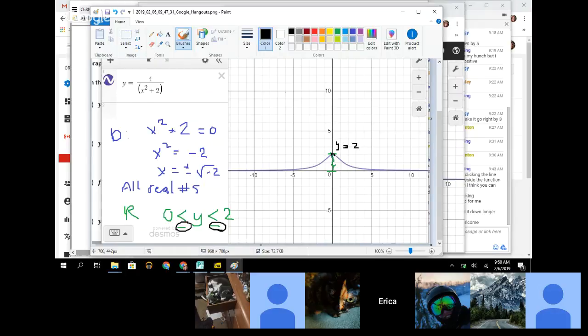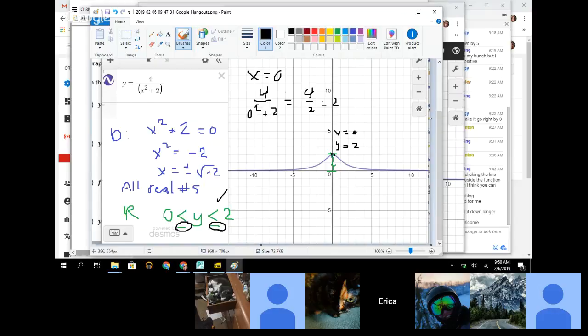Okay, so as you can see, this is when x equals 0. What happens to my equation? Well, when x equals 0, I get 4 divided by 0 squared plus 2, which is the same as 4 divided by 2. It's 2. So that confirms to me that this is true, that y has to be less than or equal to 2. So I'm good with that, right? Then I have to look on the other side.